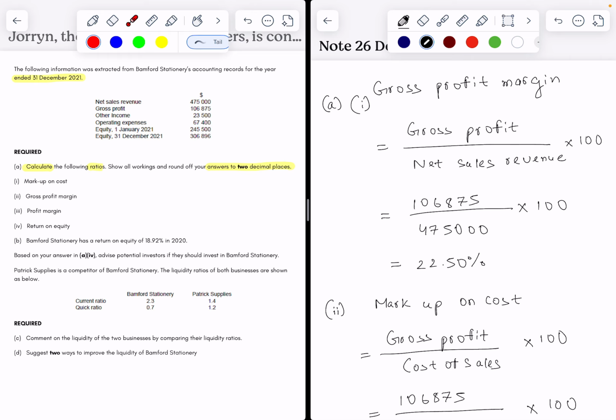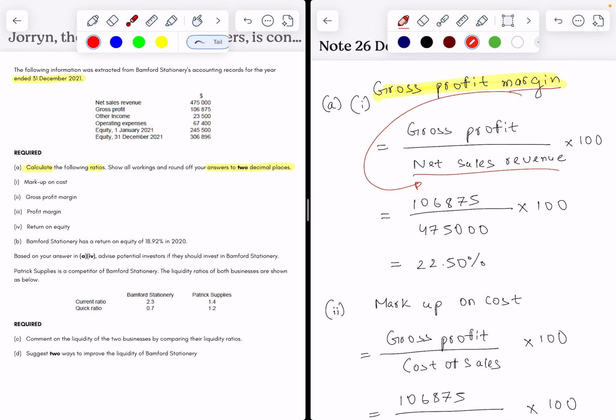So let's start by first calculating the gross profit margin ratio. Now the gross profit margin simply can be calculated by dividing the gross profit with net sales revenue. Always remember, margin is just a synonym for net sales revenue. So the gross profit is given to us at $106,875 and the net sales revenue is given to us at $475,000, as you can see in the question. And we convert this into a percentage by multiplying with 100, which gives us a gross profit margin of 22.50%, rounded off to two decimal places.